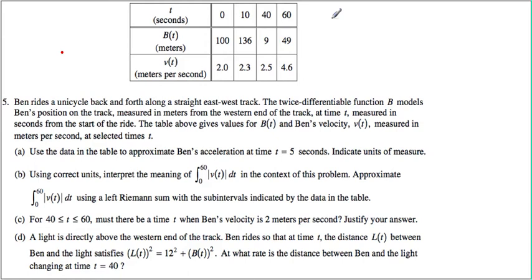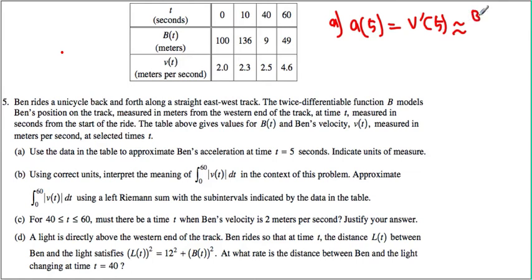Now, A. Can we approximate band's acceleration at t equals 5? Acceleration when t equals 5 is basically derivative b prime of 5. Now this can be approximated by using the mean value theorem concept.